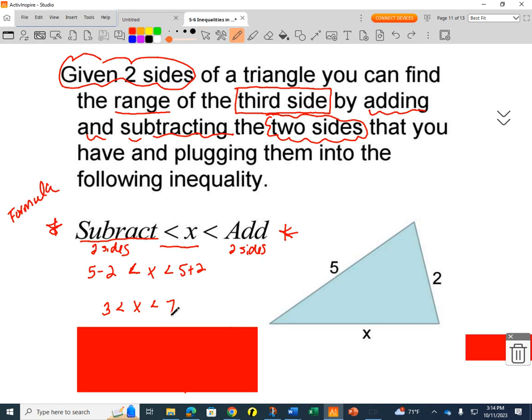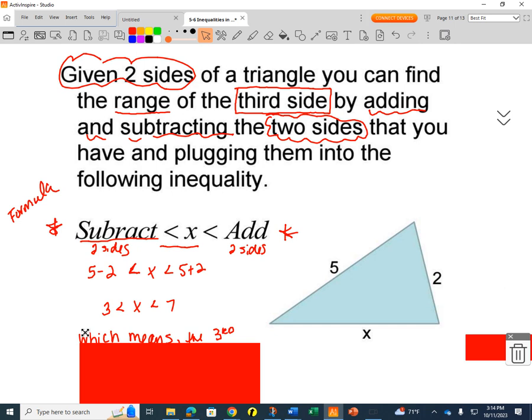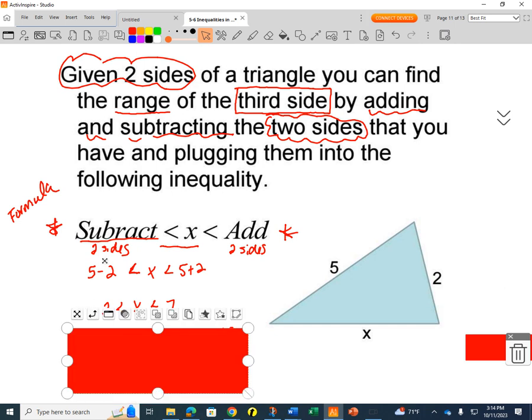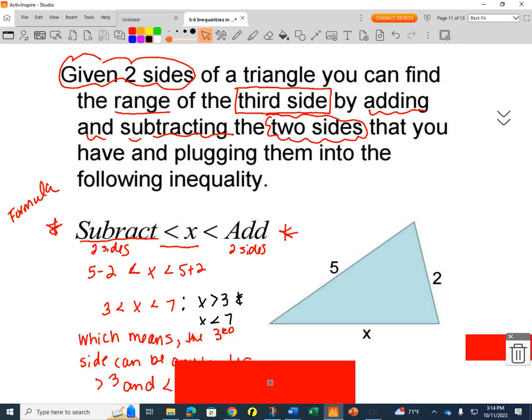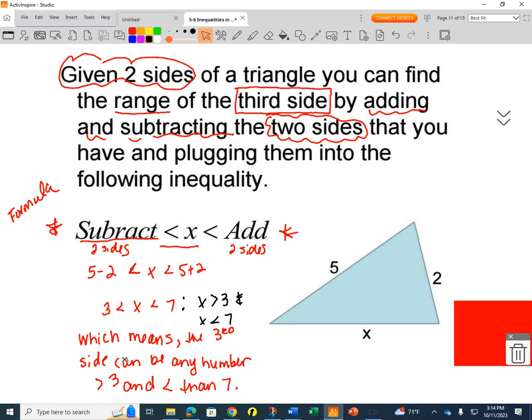Really, I don't remember if I rearranged that, but hold that thought for just a sec. Okay, so what does that mean? We have to know what that means. The other way to write this is a compound inequality. You learned about this in algebra. The other way to write that is x is greater than 3 and x is less than 7. So it's got to be any value that's more than 3 but less than 7. Which means that the third side can be any number greater than 3 and less than 7.